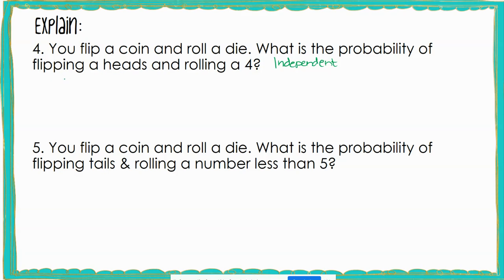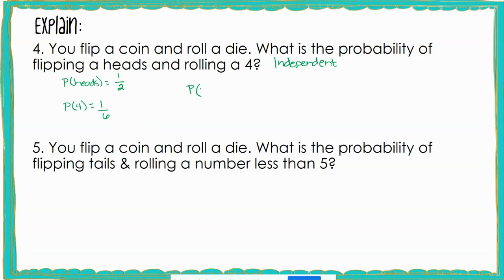So the first thing we want to find is the probability of flipping a heads. Well, we know that there is one heads on a coin out of 2 total sides. So the probability of flipping a heads is 1/2. Then we also want to find the probability of rolling a 4 on a number cube. We know that there is one 4 on a number cube out of 6 total sides. So the probability of a 4 is 1/6.